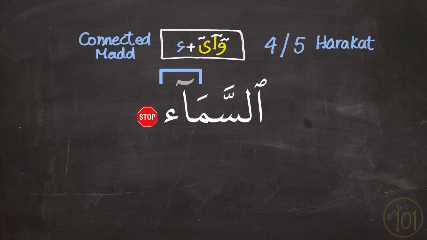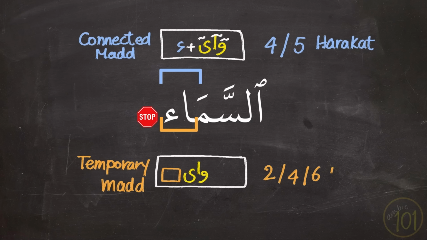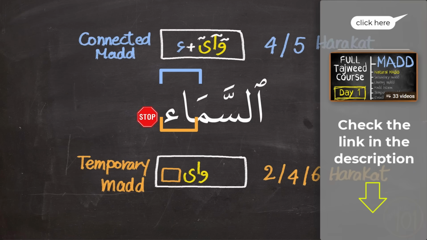But here's the thing. Since we are also stopping here, we may also elongate the alif based on the fact that it is a med letter and it is the letter before last, making it a case of temporary med, or meddun عارض للسكون, which can be elongated for 2, 4, or 6 counts. If you're not yet familiar with the different types of med, then start with this playlist.